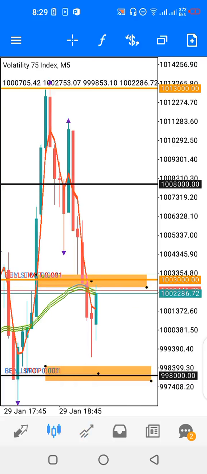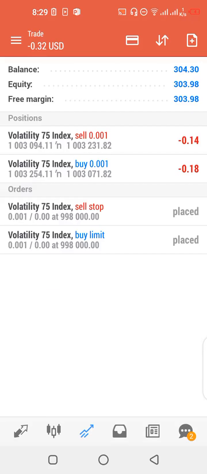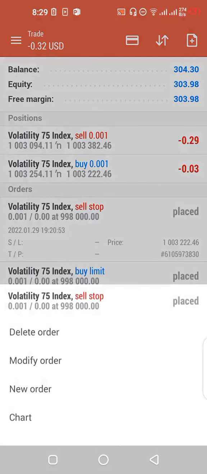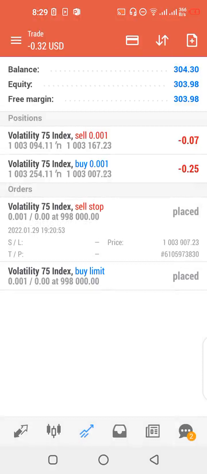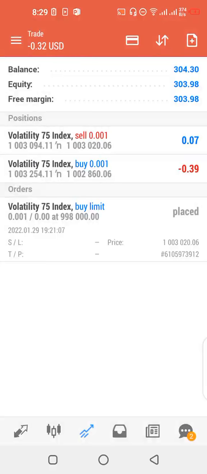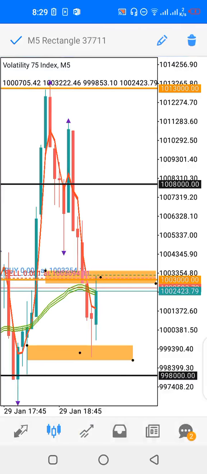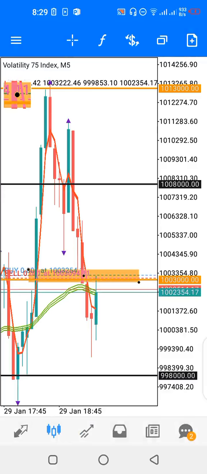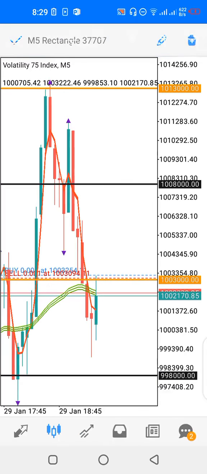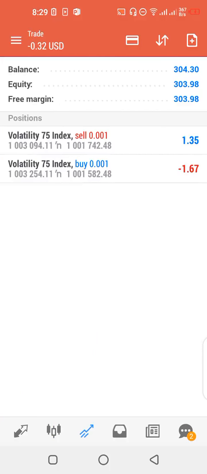So I expect after these two get triggered, okay, I think I have a trigger. Now I'm going to delete these two. So this side of the pending order is gone. I have this side left. I'll delete this shape. Okay, I have these two sides running. So I'm going to set take profit. I'm going to set hedge trades for the two.